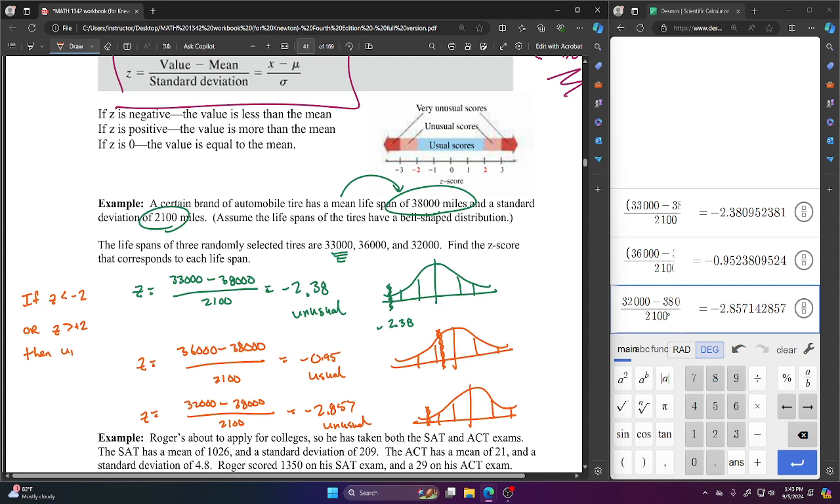Then unusual. So 2 is the cutoff line. If you got a z-score of 2 or 3 or 4, those are increasingly crazy. But if you got a 1, a point something, it's no big deal. Okay, so 2 is the cutoff line. Are y'all feeling me? Yeah.